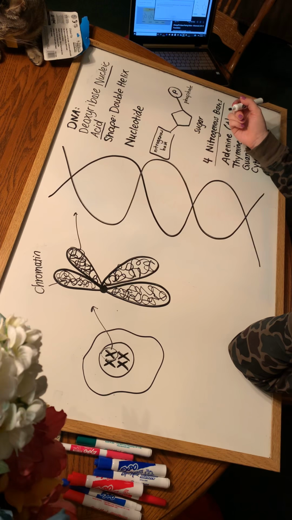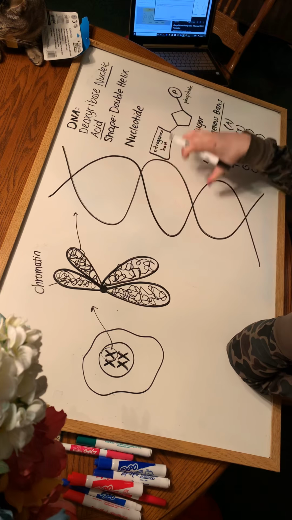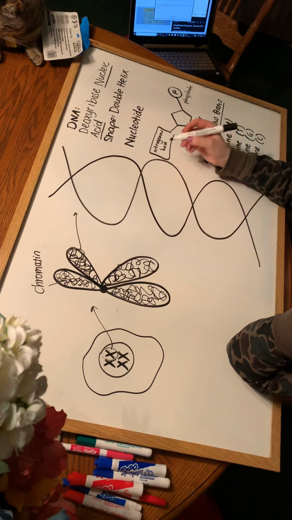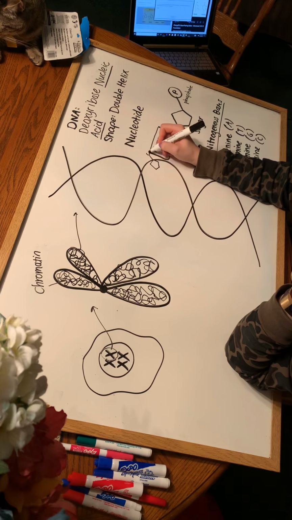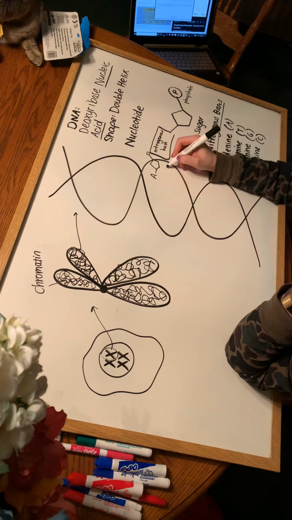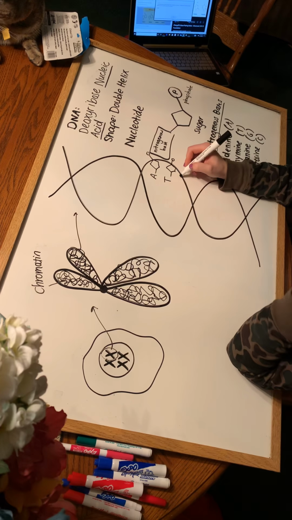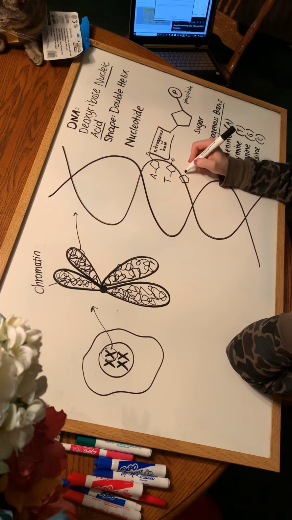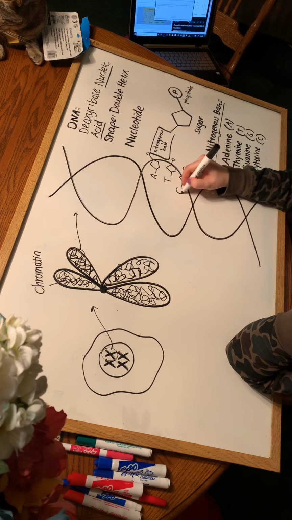So I'm going to show you a small scale model here. You have one nucleotide: sugar, phosphate, nitrogen base, I'll pick A. Sugar, phosphate, nitrogen base, I'll pick T. And sugar, phosphate, nitrogen base, I'll pick C.